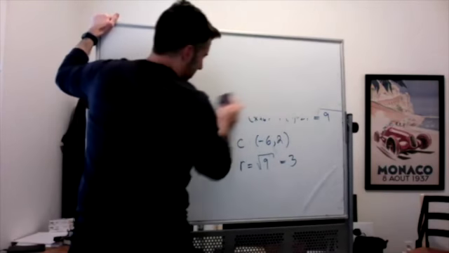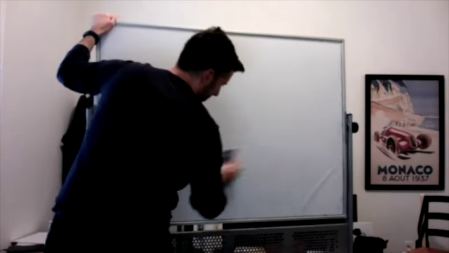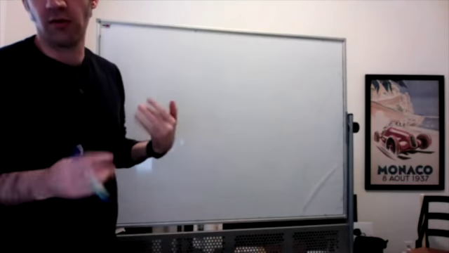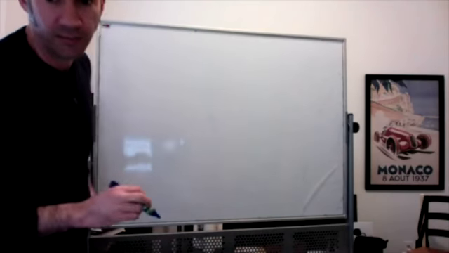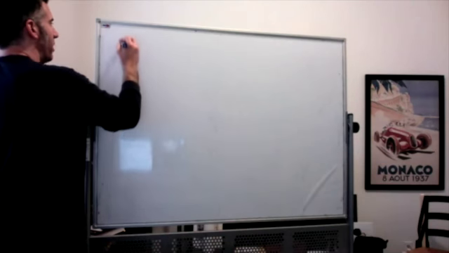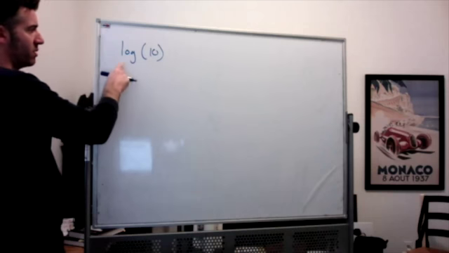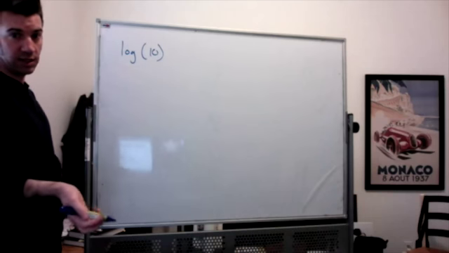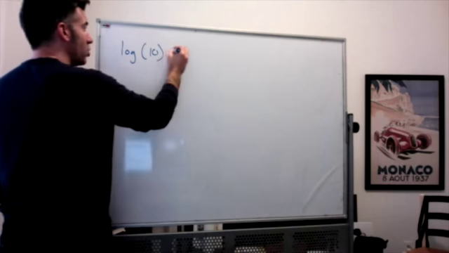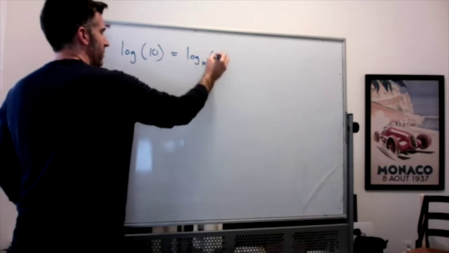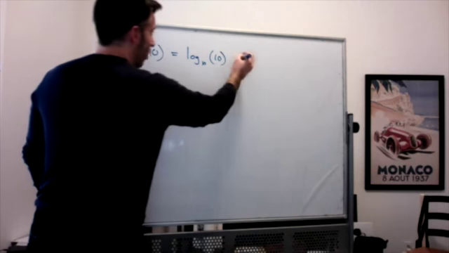I know it's easier said than done, right? It does take practice to kind of know what we need to do and what we don't need to do, but try to avoid doing extra work if you can. What's the exact value of log of 10? So when we write log, L-O-G, the base is base 10. So this you could rewrite as log base 10 of 10, and that's just going to be 1.